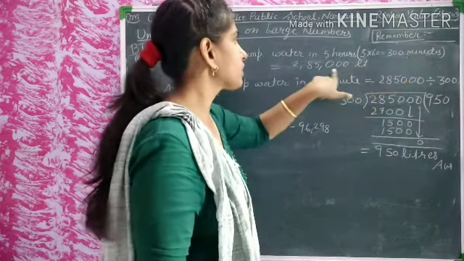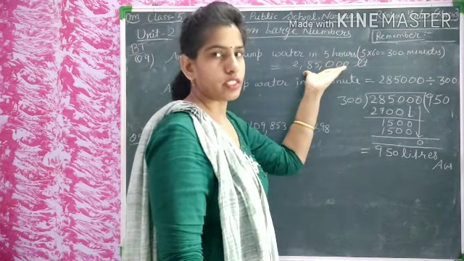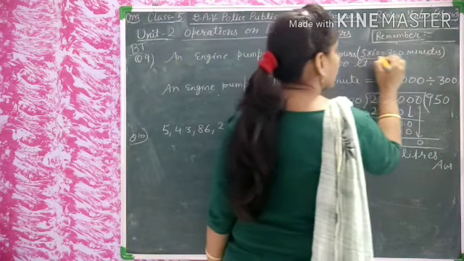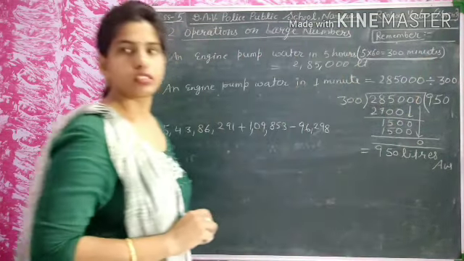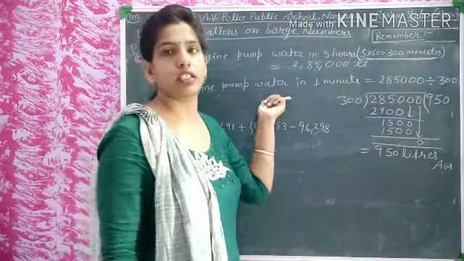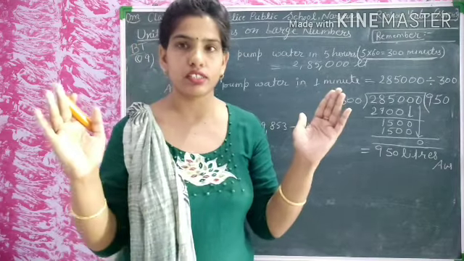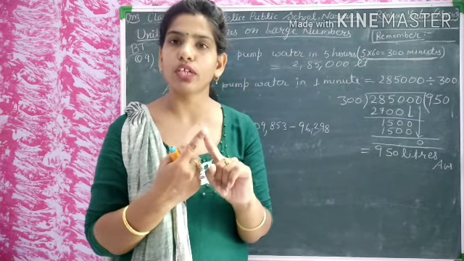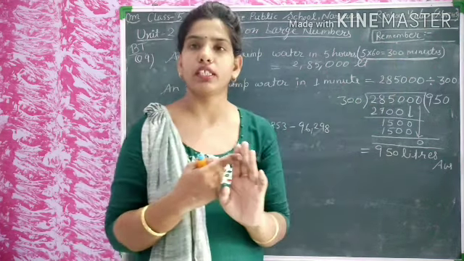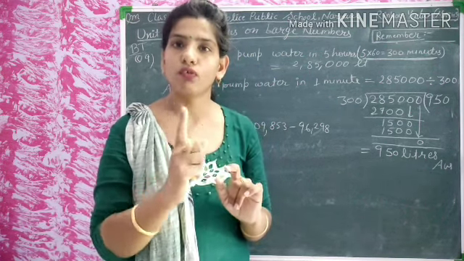Okay students. So in total, how many liters of water does the engine pump? This is given here. This quantity of water is given. We have calculated it. Now we have to find the water the engine pumps in 1 minute. You have to calculate for 1 minute. This is given for 5 hours, but you have to calculate for 1 minute. 5 hours means 300 minutes of work is given here, but we have to find the 1 minute work.